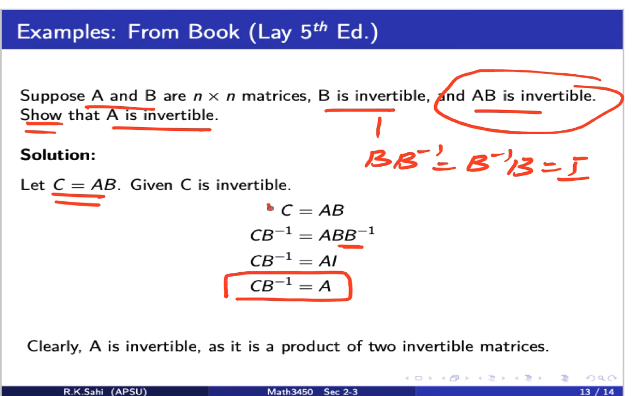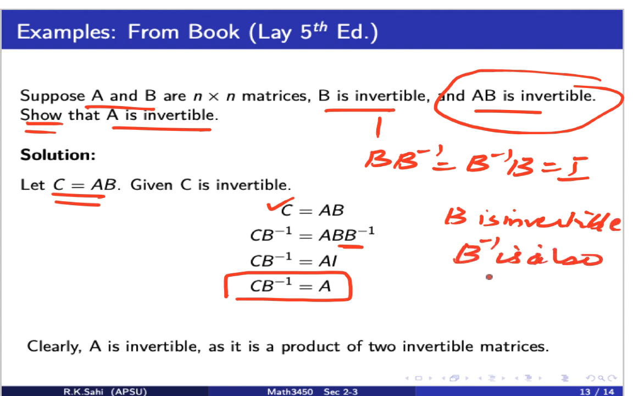Now remember, C, guys, is invertible. Now if B is invertible, what does that mean? We just did the theorem that if B is invertible, B inverse is also invertible. Now, what is this? C times B inverse. An invertible matrix multiplied by an invertible matrix. Another theorem also says that if two matrices are invertible, the product is invertible. So that means A is also invertible.